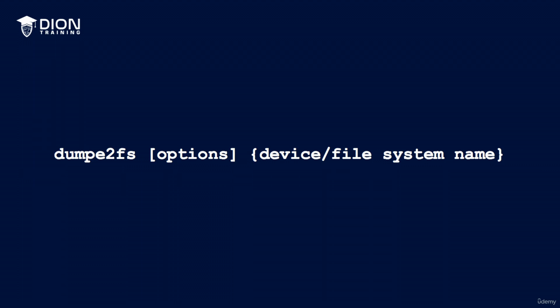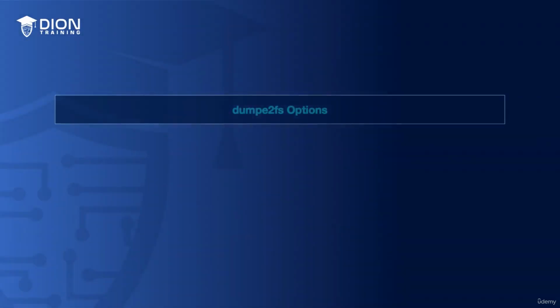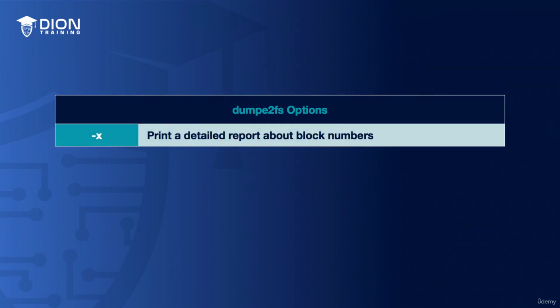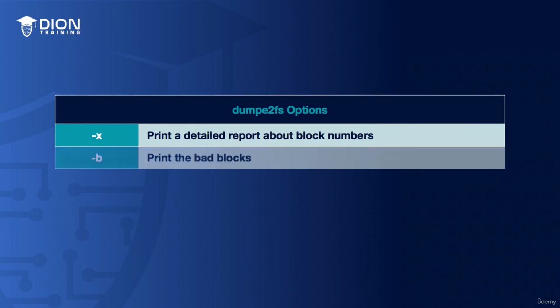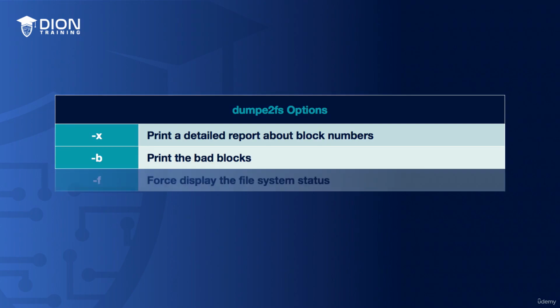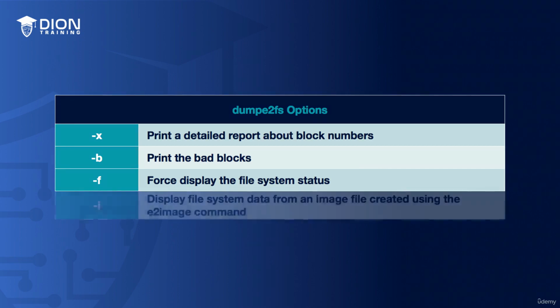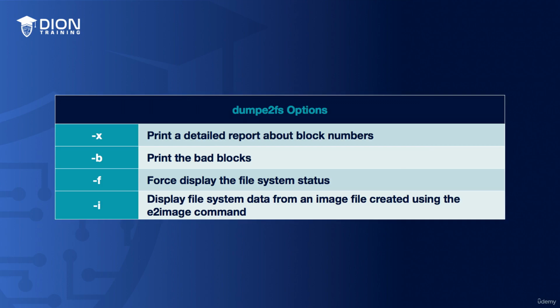As you do this, the dumpe2fs command is going to have a lot of different options. For example, if you use -x, it's going to print a detailed report about block numbers in the file system. If you use -b, it's going to print out the bad blocks in that file system. If you use -f, it's going to be used to force the utility to display the file system status regardless of whether the file system flags are set or not. And if you use -i, it's going to be used to display the file system data from an image file created using the e2image command.